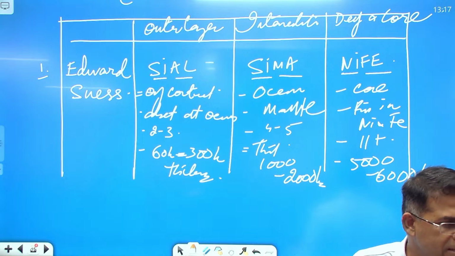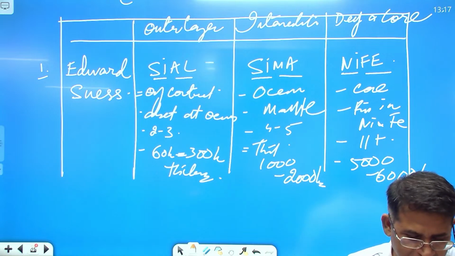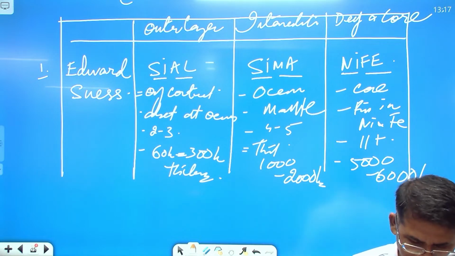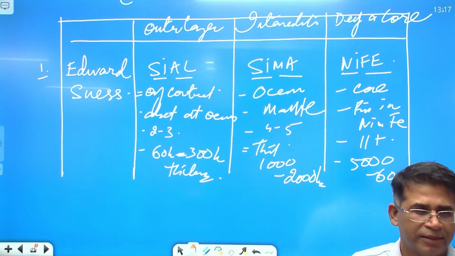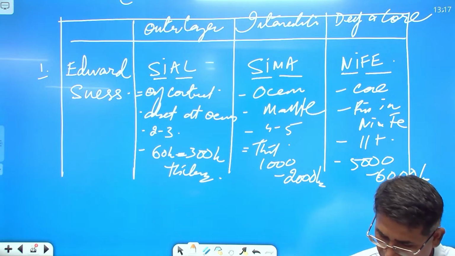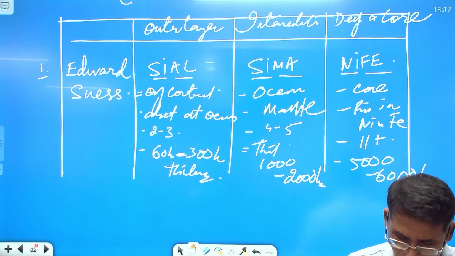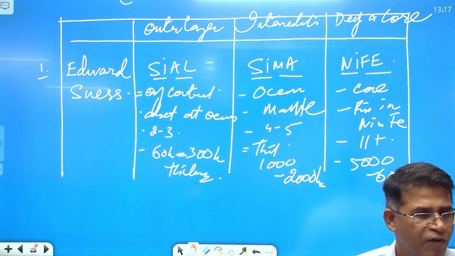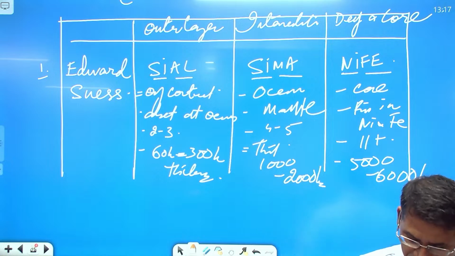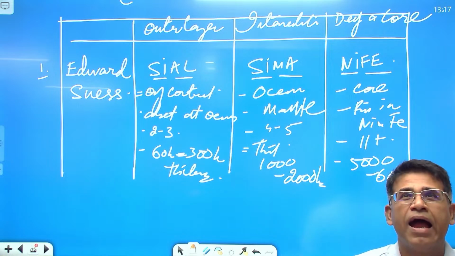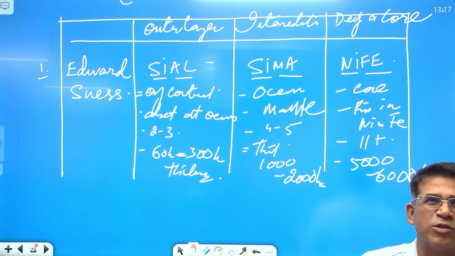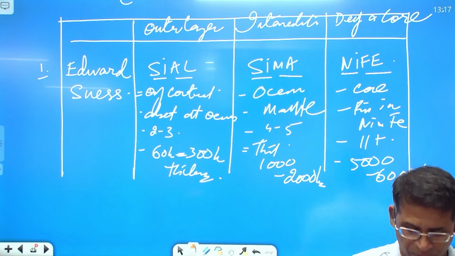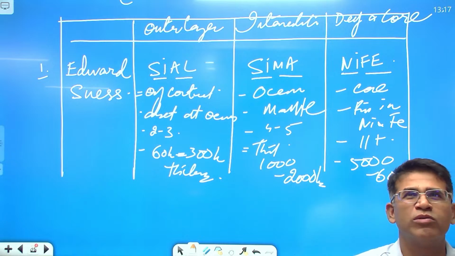The Sima is the ocean, the mantle. The Sima has a density of 4 to 5, and it has a thickness of 1000 to 2000 kilometers.